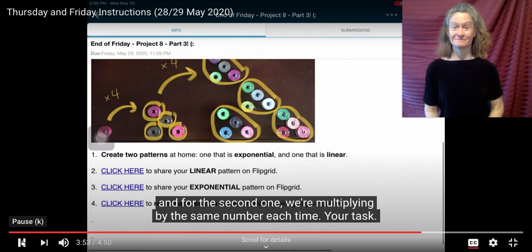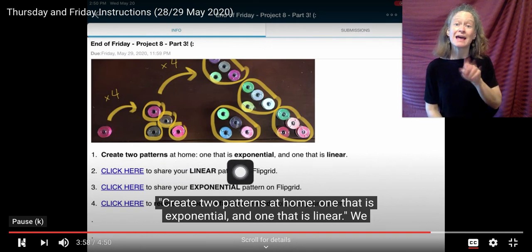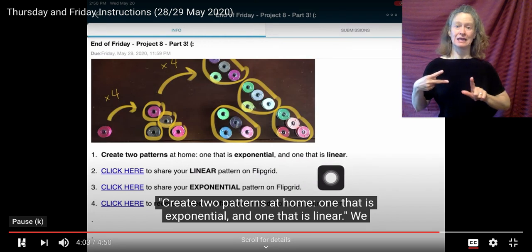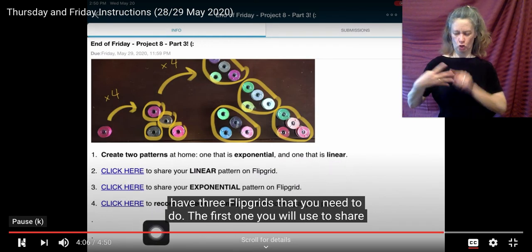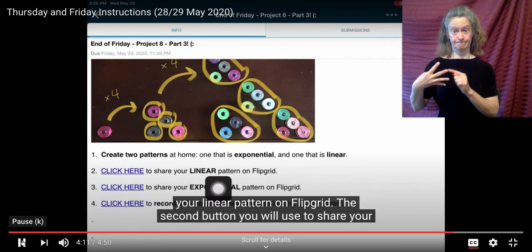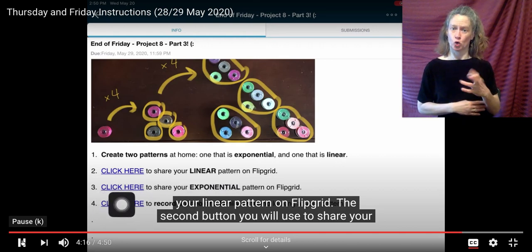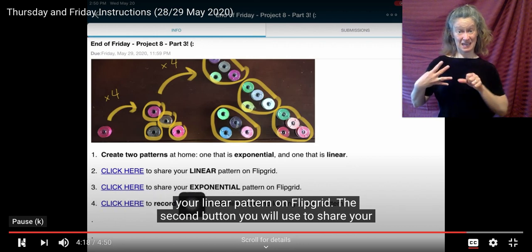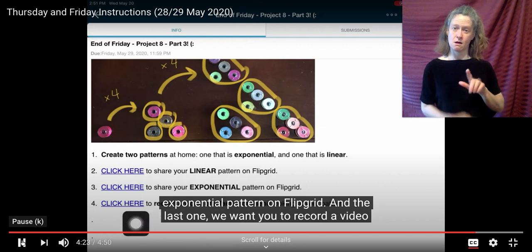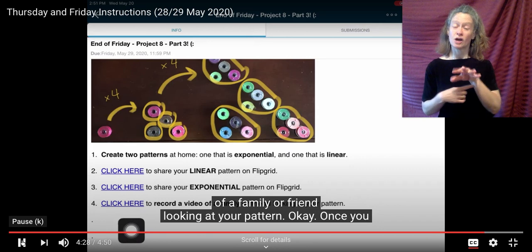Your task: create 2 patterns at home. One that is exponential and one that is linear. We have 3 Flipgrids that you need to do. The first one you will use to share your linear pattern on Flipgrid. The second button you will use to share your exponential pattern on Flipgrid. And the last one, we want you to record a video of a family or friend looking at your pattern.